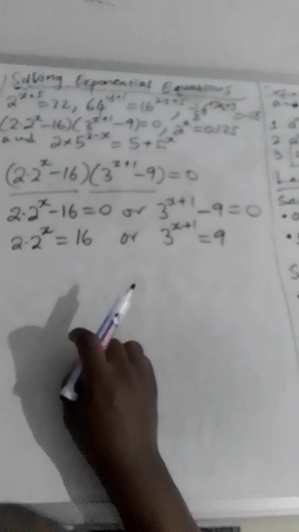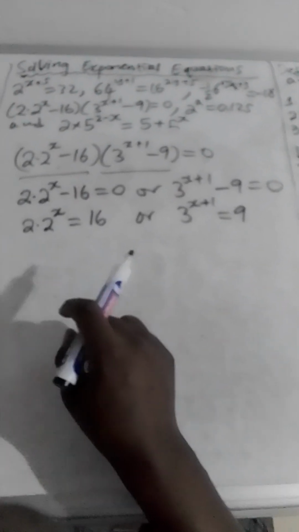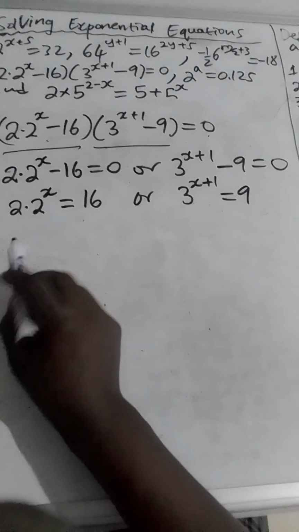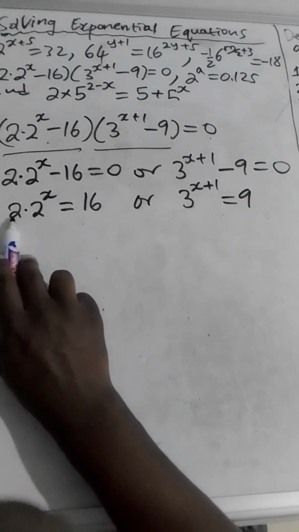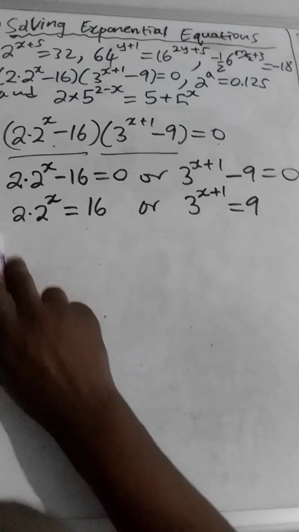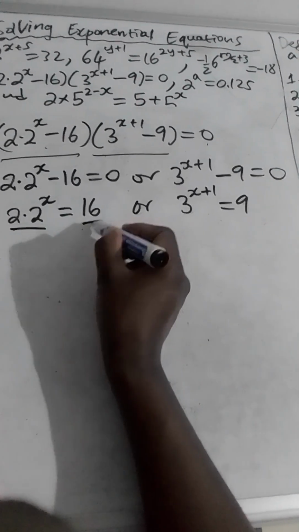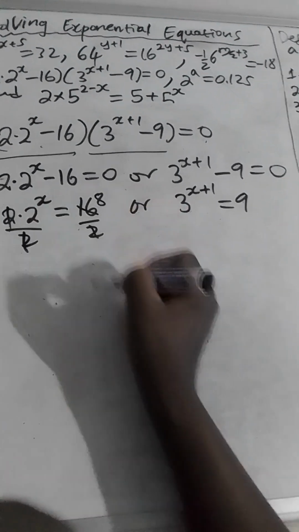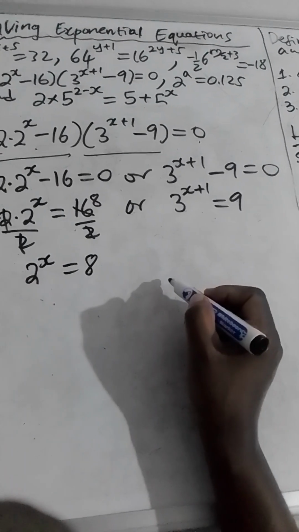Now here we have simpler equations than the original one. What we do from here: this 2 is disturbing us. We want the power by itself, not multiplied by anything. So what we're going to do is divide both sides by 2. Divide by 2, and 2 goes into 16 eight times. So we're going to have 2 to the exponent x is equal to 8.